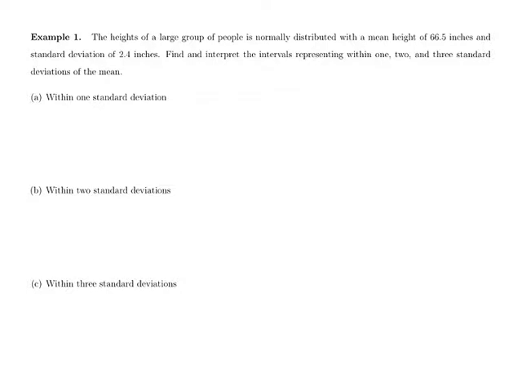So the height of a large group of people is normally distributed with a mean height of 66.5, so mu is 66.5, and a standard deviation of 2.4, that's going to be our sigma. Find and interpret the intervals representing within 1, 2, and 3 standard deviations of the mean. Within one standard deviation of the mean, we're doing mu minus sigma to mu plus sigma. That's going to be 66.5 minus 2.4 and 66.5 plus 2.4.